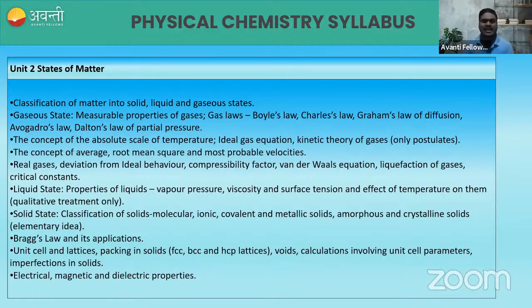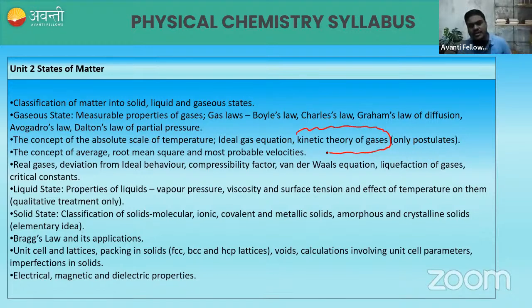We have different types of gas laws, like Boyle's law, Charles' law, Graham's law of diffusion, right? And the Dalton law of partial pressure. So this we already covered in our 11th curriculum, right? Now, the next is the concept of absolute scale of temperature, like the kinetic theory of gases. This one is very important. Many times questions were coming from this topic only, that is kinetic theory of gases. So this one is going to be very important.